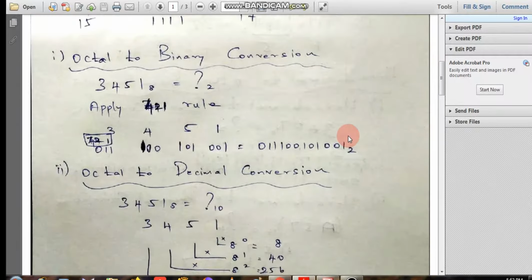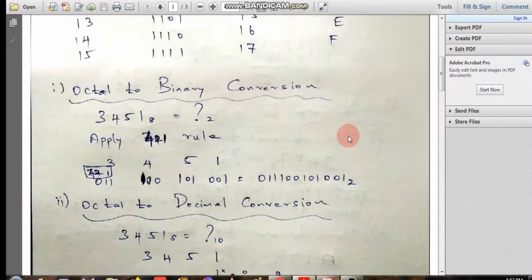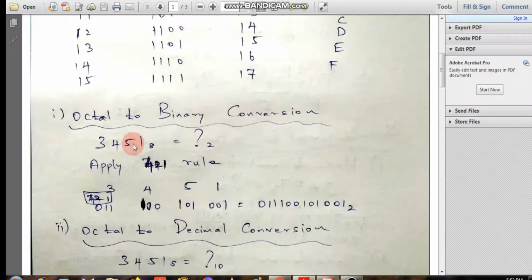And this is the first example: how to convert an octal number to a binary number. This is the given example, 3451 to the base 8, and you are supposed to find the equivalent binary number for the given octal number with the base 8. I am going to apply the 4 2 1 rule here. If the given number is in hexadecimal, I am supposed to apply the 8 4 2 1 rule. Where the given number is octal, I apply the 4 2 1 rule.